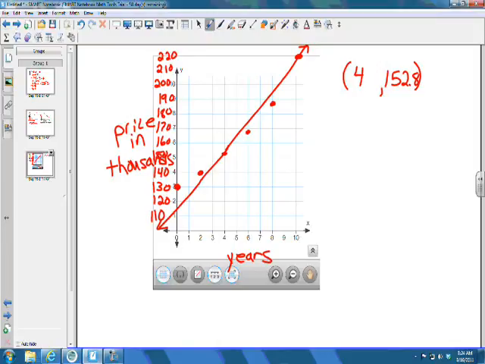And then our other point was the last one. What year was this? 152.5. Thank you. What year was this one then? 2004. So how many years would that have been? So it's 10, and then that one was 219.